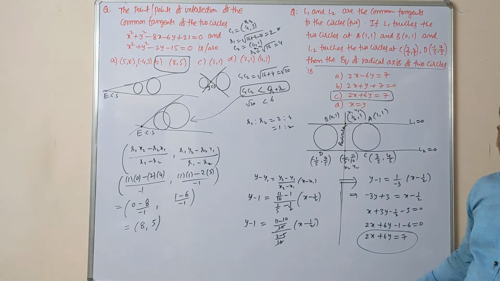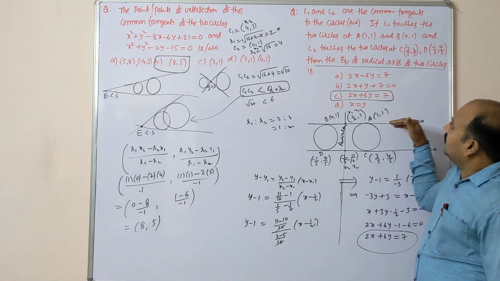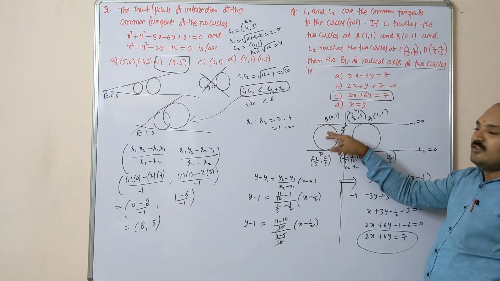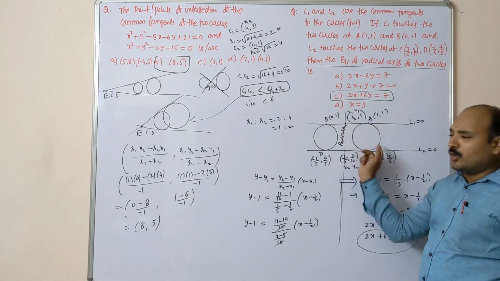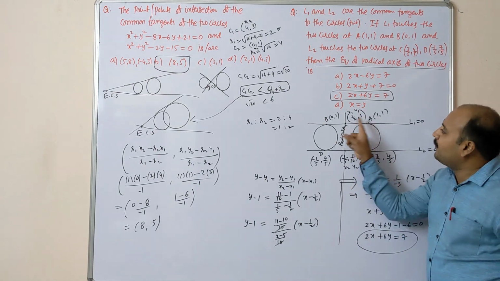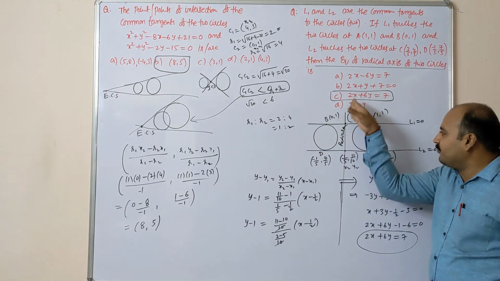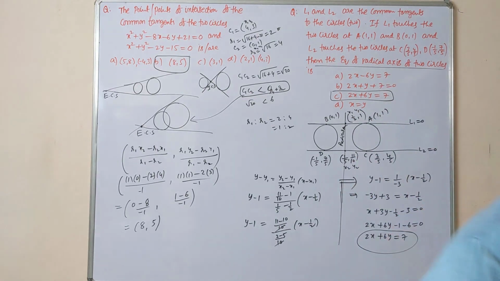I hope you understand, students. This is the way. You remember, whenever two circles are touching by two lines at different points, that means points of contact, if they are asking to find the equation of the radical axis, the midpoints of AB and midpoints of CD you can calculate. Okay, we'll move on to the last question in this session.